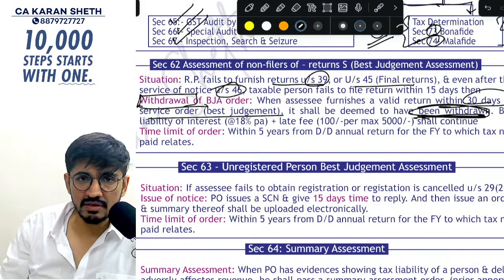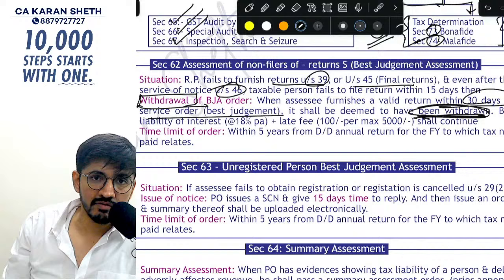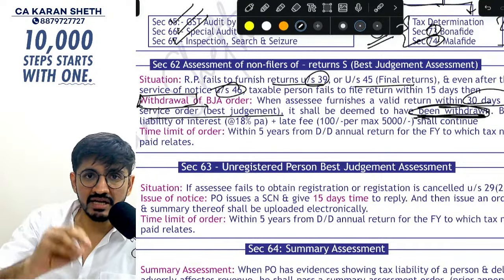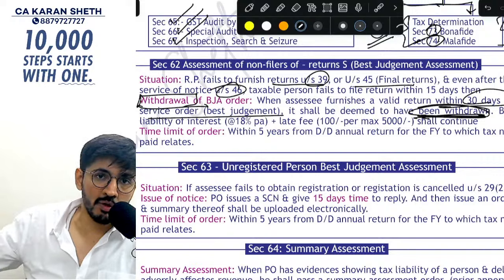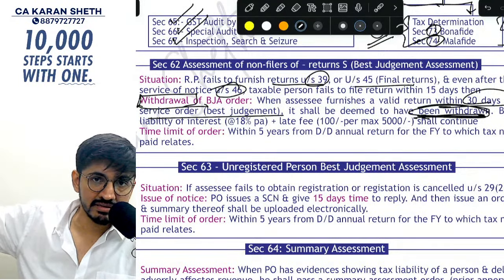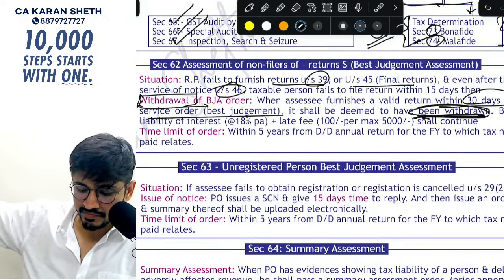Simple. So within 30 days of BGA, very simple, all you have to do is file the returns, because that was the very reason why the best judgment assessment order was issued. Now if you are filing your valid returns within 30 days, it's done. BGA shall stand withdrawn, right?